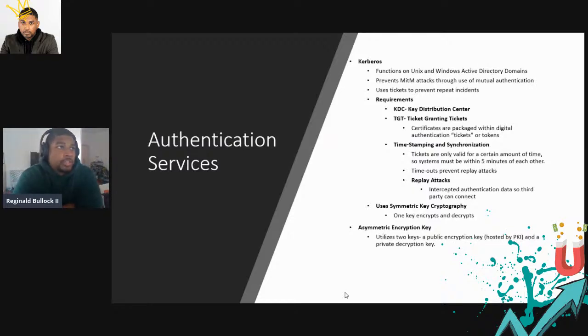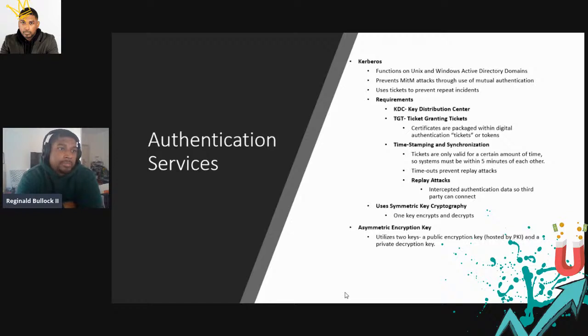Authentication. Kerberos functions on Unix and Windows Active Directory domains. It prevents man-in-the-middle attacks through the use of mutual authentication, uses tickets to prevent repeat incidents, and requires a KDC, or Key Distribution Center. Some of the requirements for authentication services are the Key Distribution Center and TGTs, or ticket granting tickets. Certificates are packed within digital authentication tickets or tokens. Time stamping and synchronization: tickets are only valid for a certain amount of time, so systems must use them within 5 minutes of each other, and timeouts prevent replay attacks.